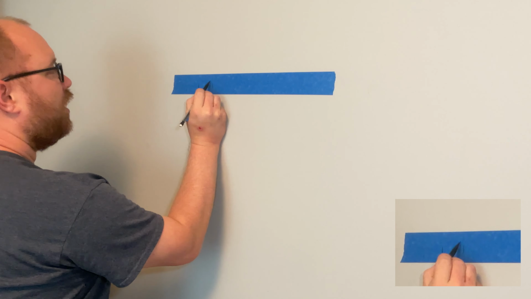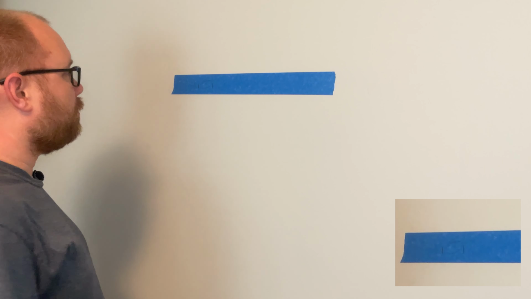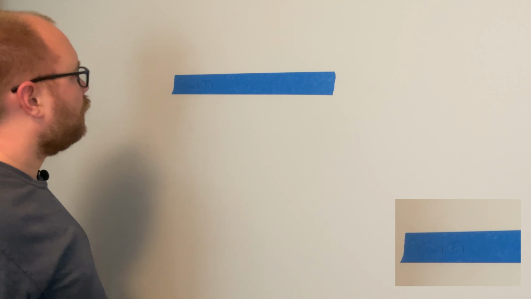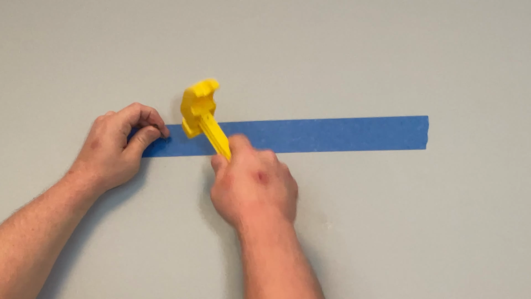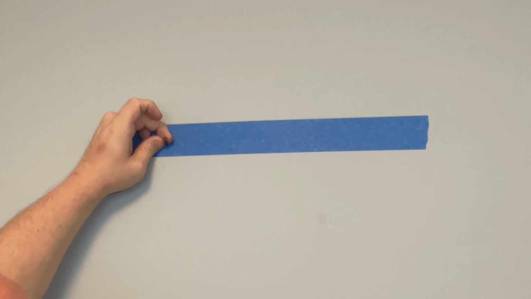So we know that anywhere in here, we can put our nail and it's gonna hold our picture. We're gonna do it about in the center of those marks. And now that our nail's in there, we're ready to take our tape off.